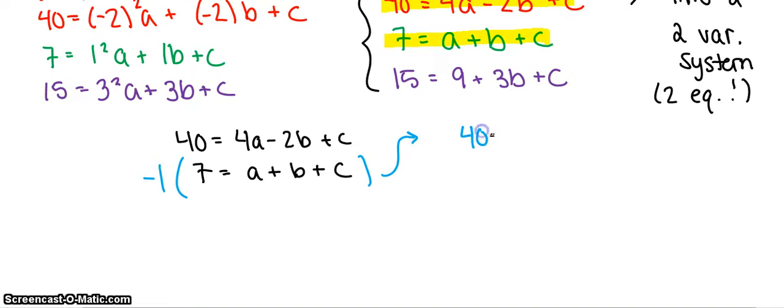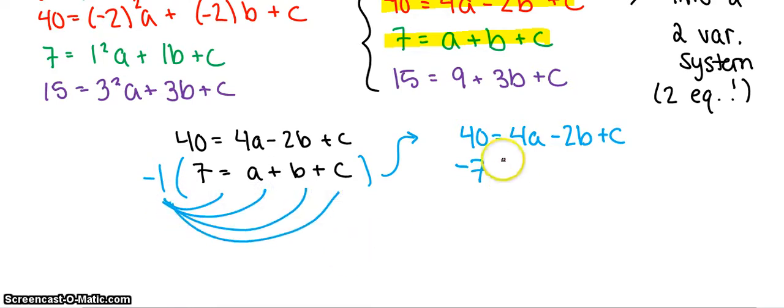So this equation is going to stay the same. I'm just going to rewrite that. And this equation will become negative 7. And don't forget, you need to distribute to all parts of the equation. Don't forget any part. Even the 7 over here, on the other side of the equal sign, still needs to be multiplied. So this will be negative 7 equals negative a minus b minus c.